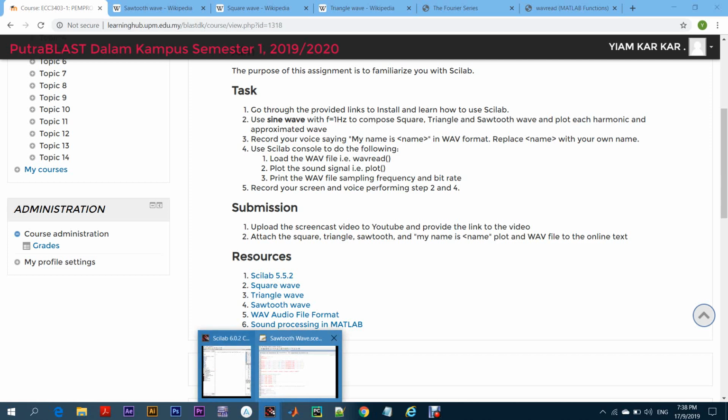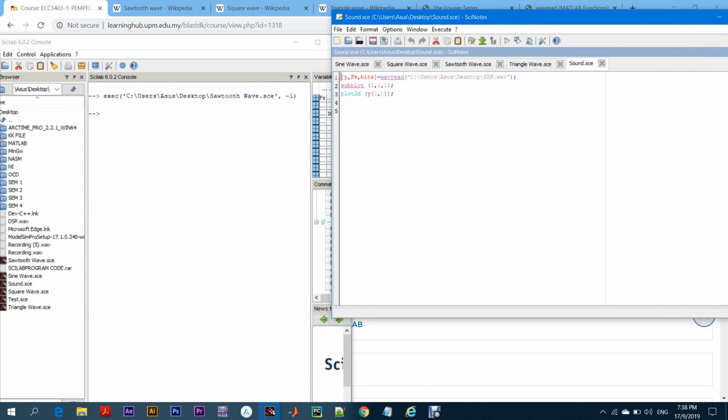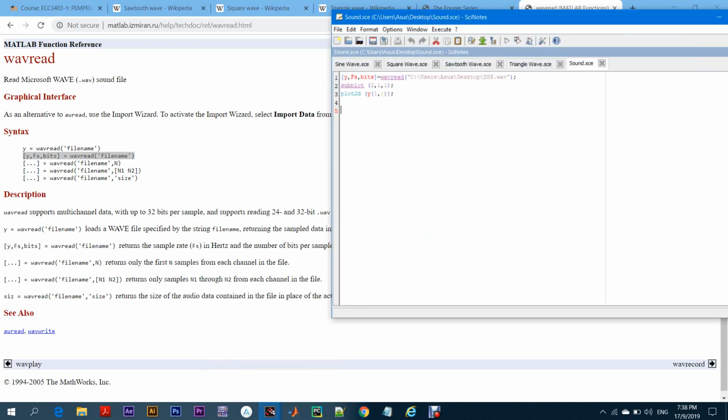So back to the Scilab. I've already written here. This command comes from here, which has the syntax [y, fs, bits] = wavread(filename). fs is the sampling frequency, bits is the bit rate, and then wavread is the command, and filename is the location of my wave file. So my wave file is saved on my desktop, and then I just put the location into this.